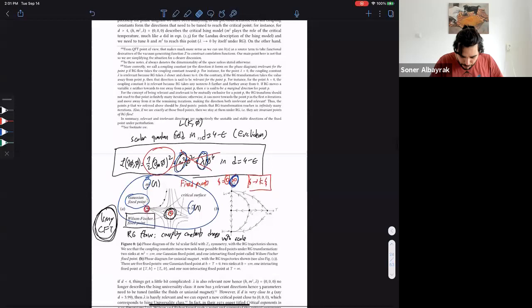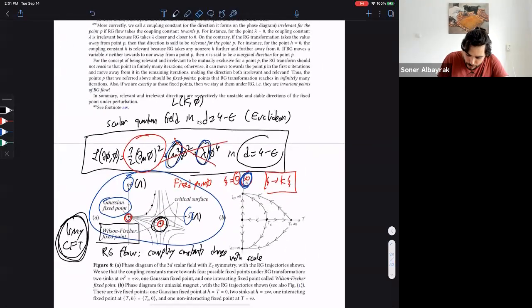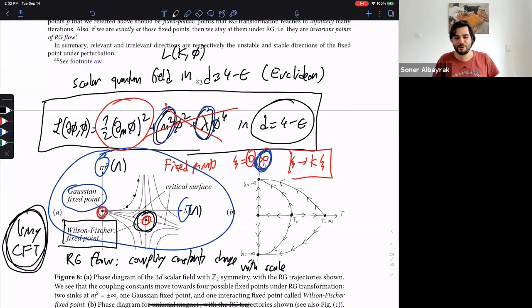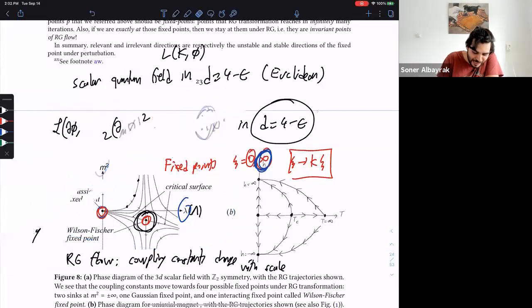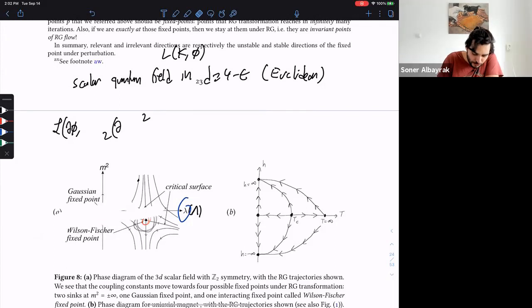By the way, you may be wondering why I considered D equal to 4 minus epsilon. Why the space-time dimension is not 4 or 3, but 4 minus epsilon? There is a reason for that. As I keep saying every day, we don't know how to work with strongly coupled theories, and we don't know how to do this RG flow for them either. We really don't know.